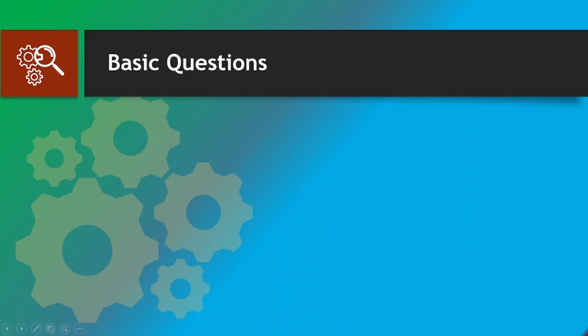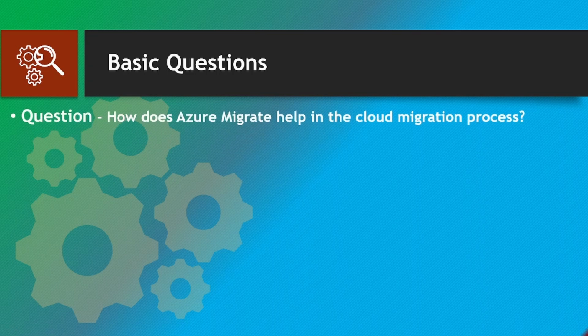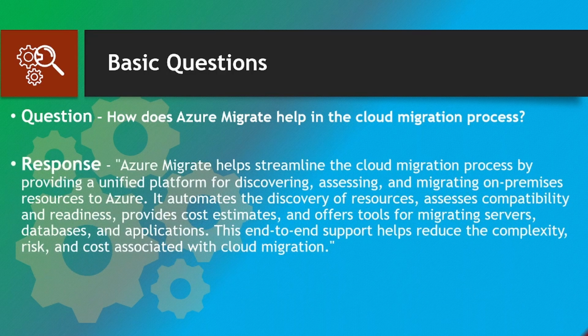The next basic question is, how does Azure Migrate help in the cloud migration process? Response: Azure Migrate helps streamline the cloud migration process by providing a unified platform for discovering, assessing, and migrating on-premises resources to Azure. It automates the discovery of resources, assesses compatibility and readiness, provides cost estimation, and offers tools for migrating servers, databases, and applications. This end-to-end support helps reduce the complexity, risk, and cost associated with cloud migration.